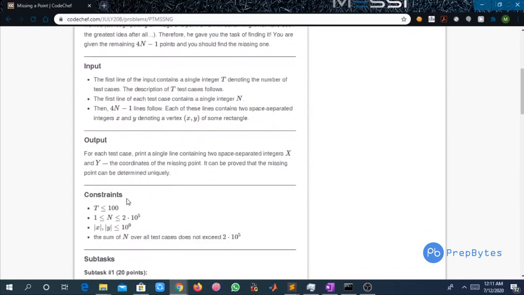The constraints of this problem are: t, the number of test cases, can be up to 100, and n, the number of rectangles, can be up to 2 times 10 to the power 5. The minimum value of the x coordinate can be minus 10 to the power 9, and the maximum value of the x coordinate can be up to 10 to the power 9, right? Same goes for y. The sum of n over all the test cases does not exceed 2 times 10 to the power 5, right? That means for all the test cases, the total value of n will not exceed 2 times 10 to the power 5, right?